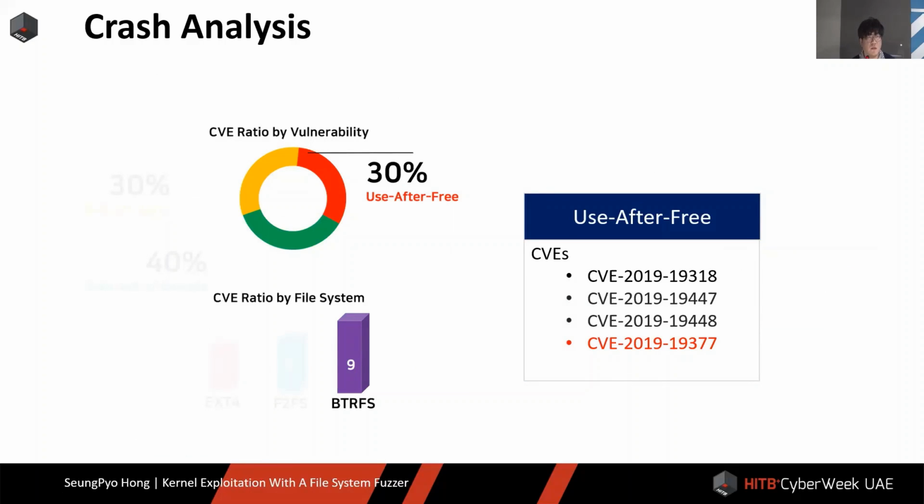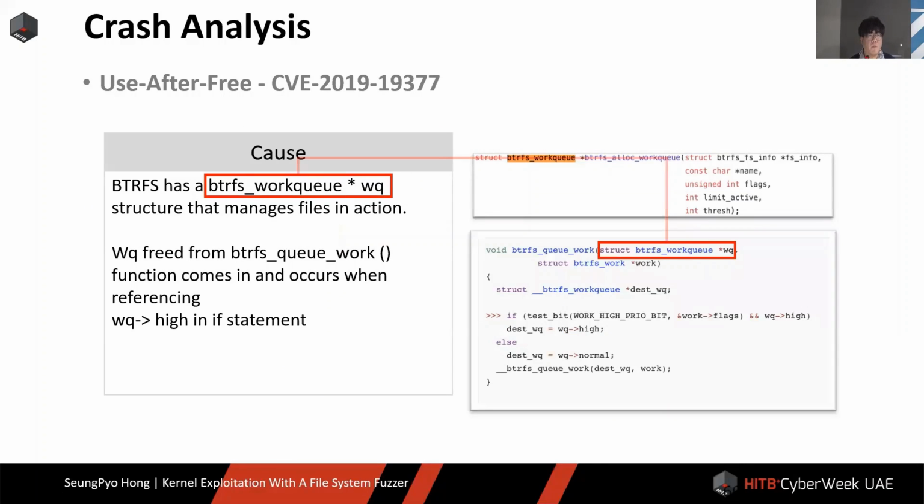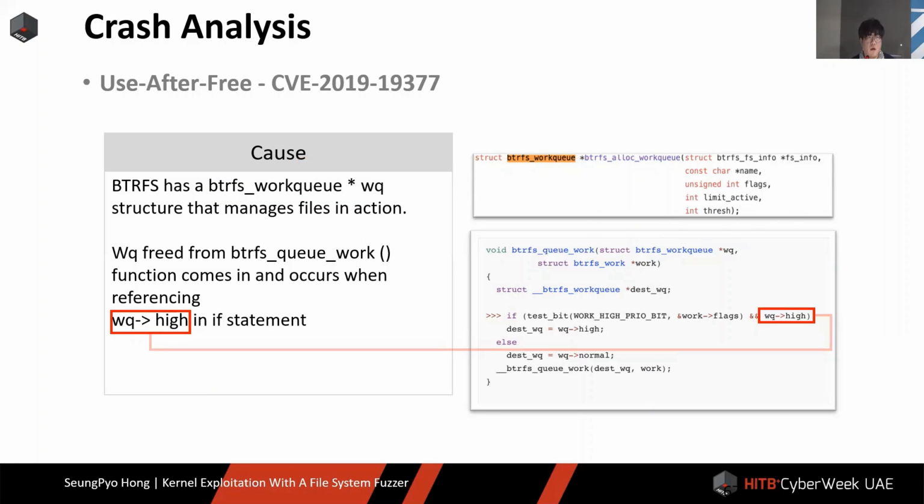Last, the 19377 vulnerability. This is a vulnerability caused by the btrfs queue work function. A freed work queue comes into the function, and a vulnerability occurs when referring to wq high. If you know the free timing, then you can easily exploit it by pushing another object.